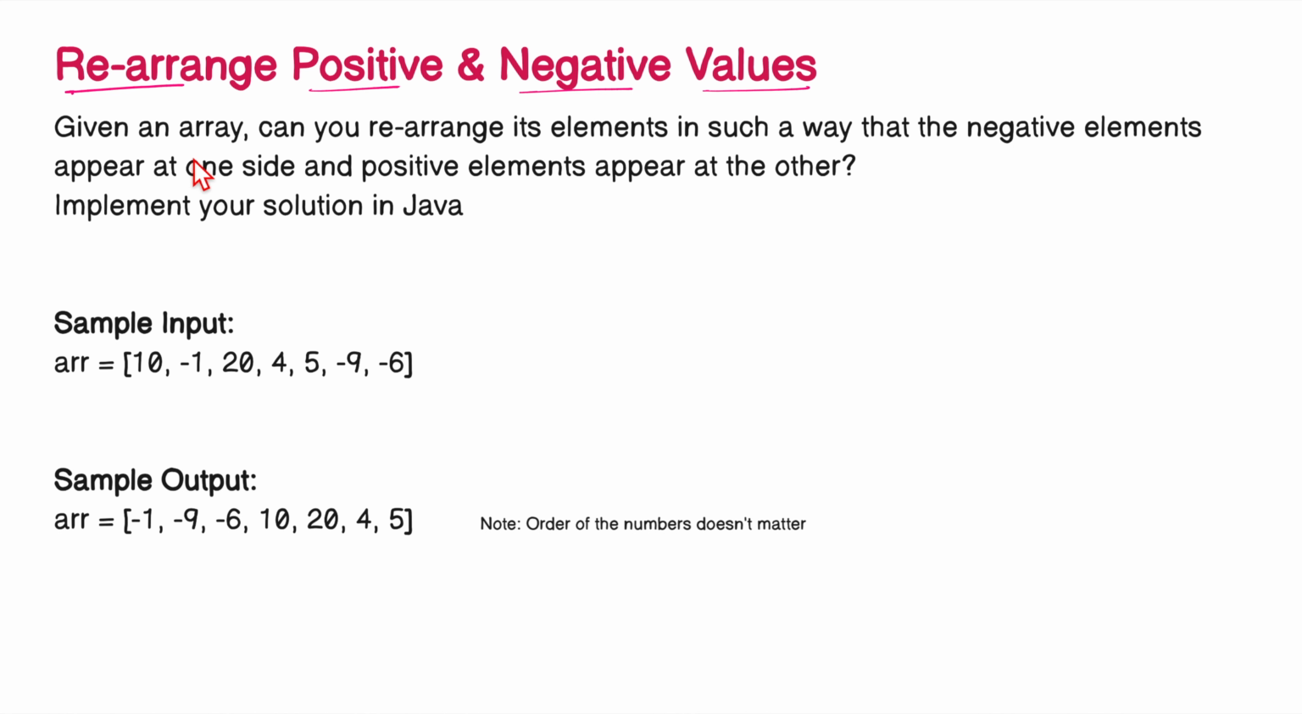Let's understand the problem statement first. We'll be given an array which consists of both negative and positive values. We need to rearrange these elements such that all the negative elements appear at one side and the positive elements appear at the other side.